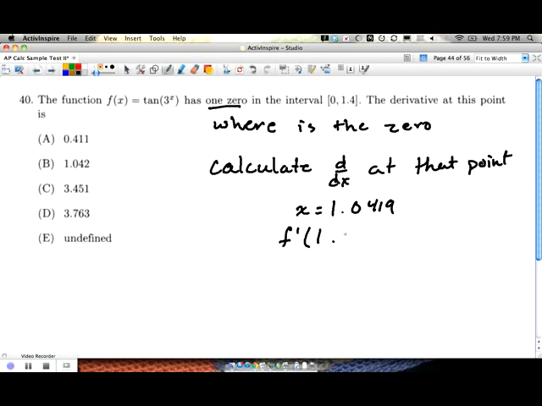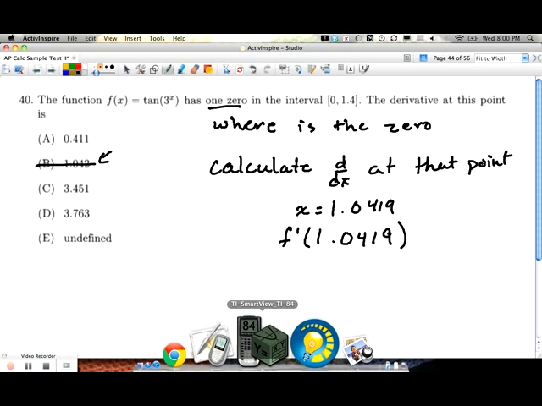We want to find f prime of 1.0419. And notice that they actually have that as one of the values. That's probably not what the actual slope is. It's probably a distractor. We have to find the derivative at this point.